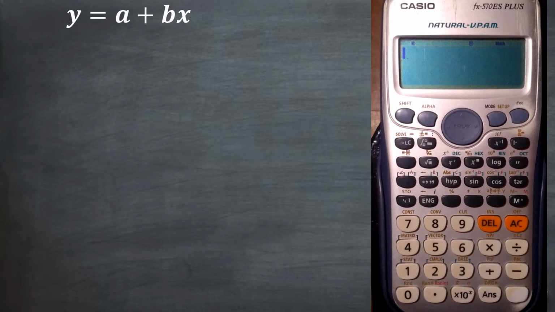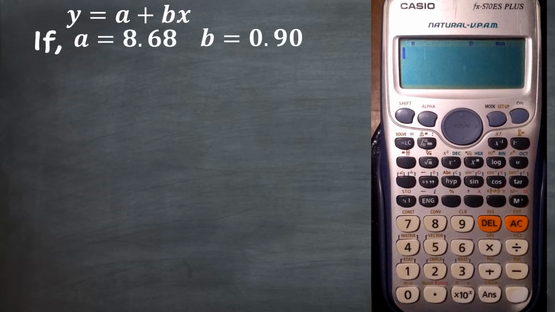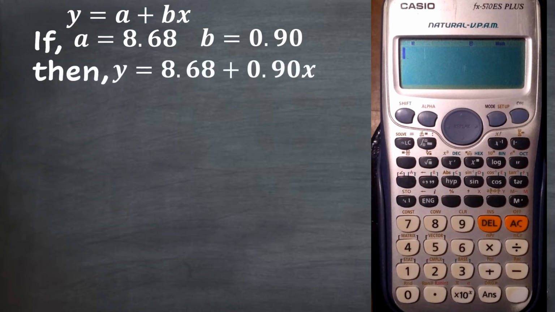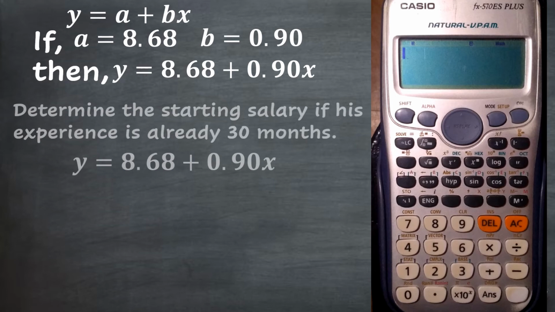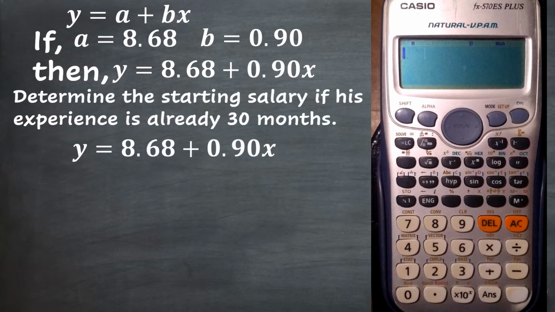Now that we have the values for a and b, all you have to do is substitute those values in the regression analysis equation so that we can determine the values for y given the value of x. In this problem, the value of a is 8.68 and the value of b is 0.90. Substituting the values of a and b, the regression analysis equation for this problem is y is equal to 8.68 plus 0.90x.